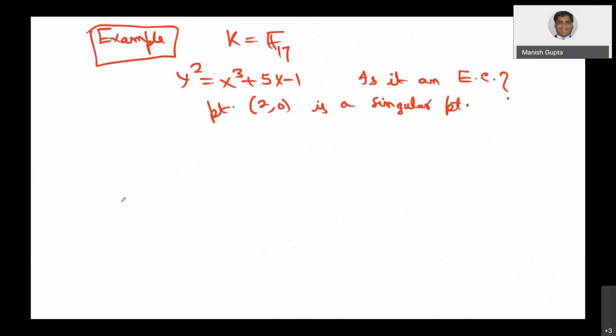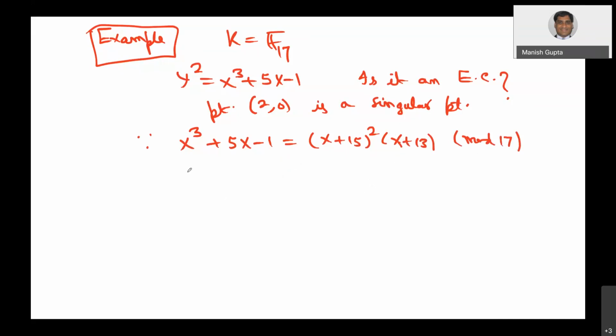It contains a singularity. In fact, the factorization on the right hand side tells us many things about the points. So x cube plus 5x minus 1 can be written as (x plus 15) whole square times (x plus 13), modulo 17. So because it contains a singular point, over F17 it is not an elliptic curve.